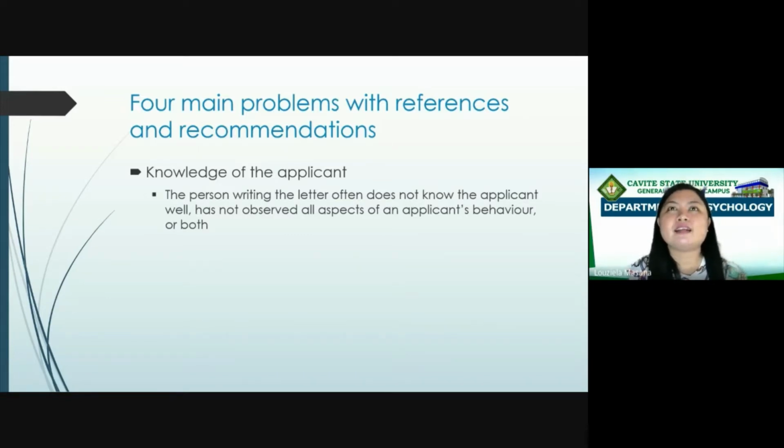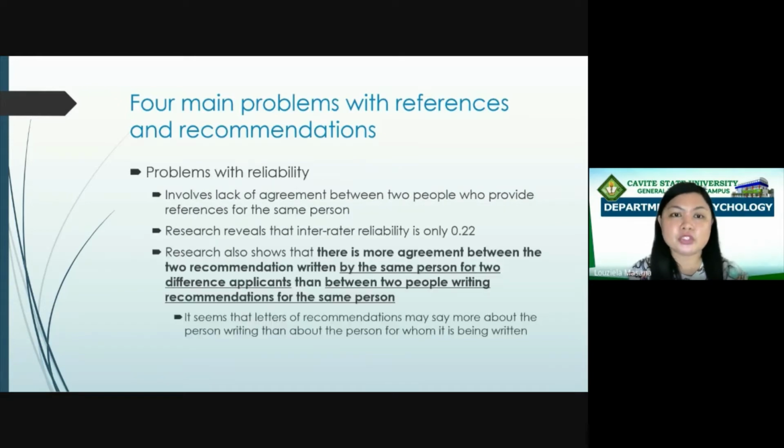So, ang nangyayari, nag-iimbento, no? Nagsasabi na lang ng ano man na makakatulong sa kanyang hiring and promotion. Hindi na talaga na-consider yung actual behavior ng applicant na talagang fit, qualified for a certain position. And then problems with reliability. There is more agreement between two recommendations written by the same person for two different applicants than between two people writing recommendations for the same person.